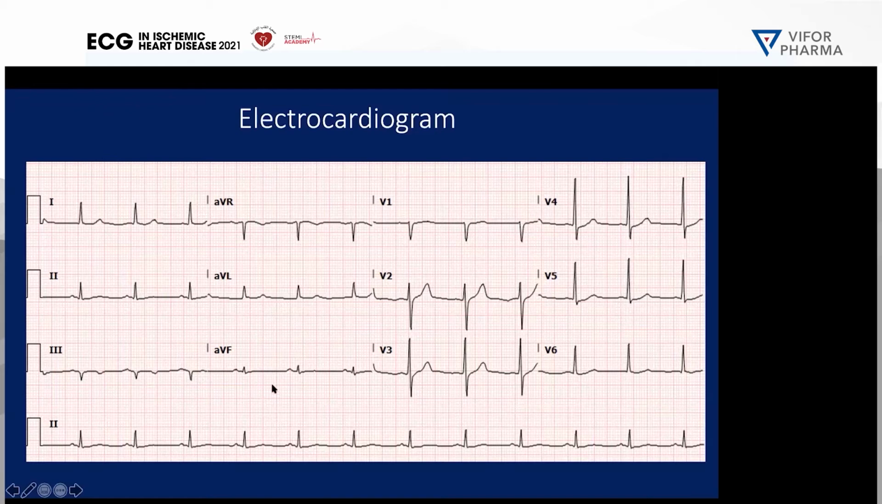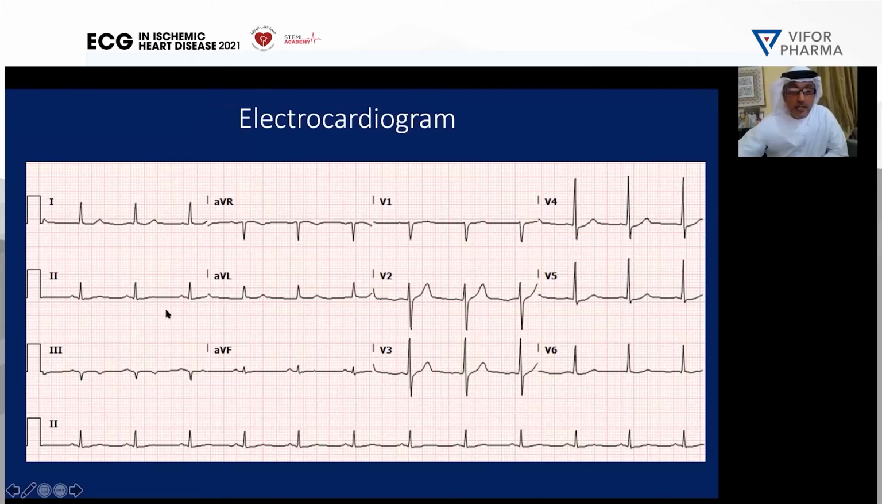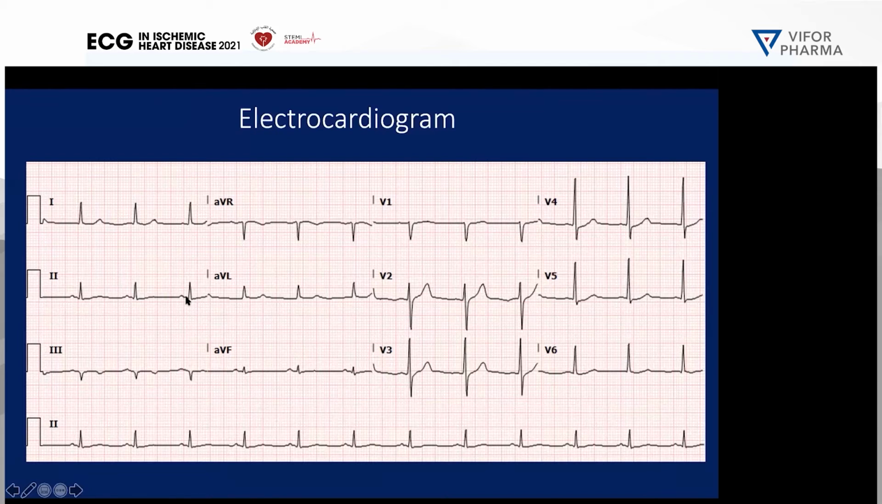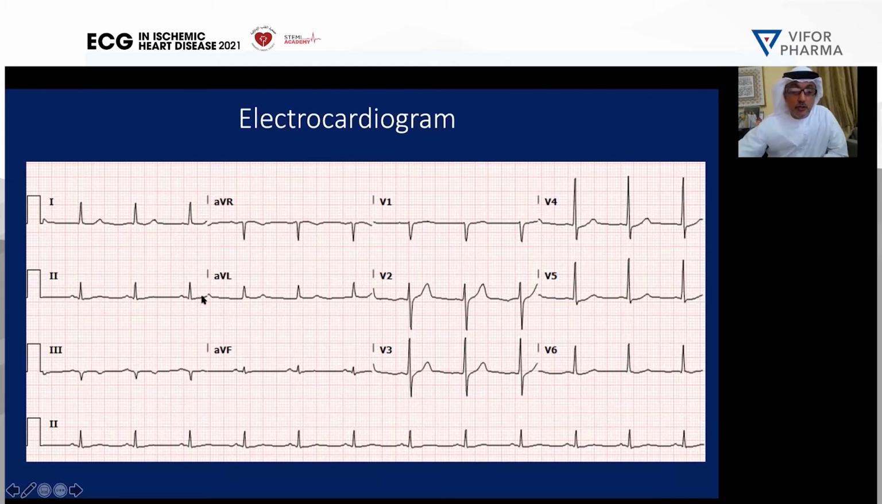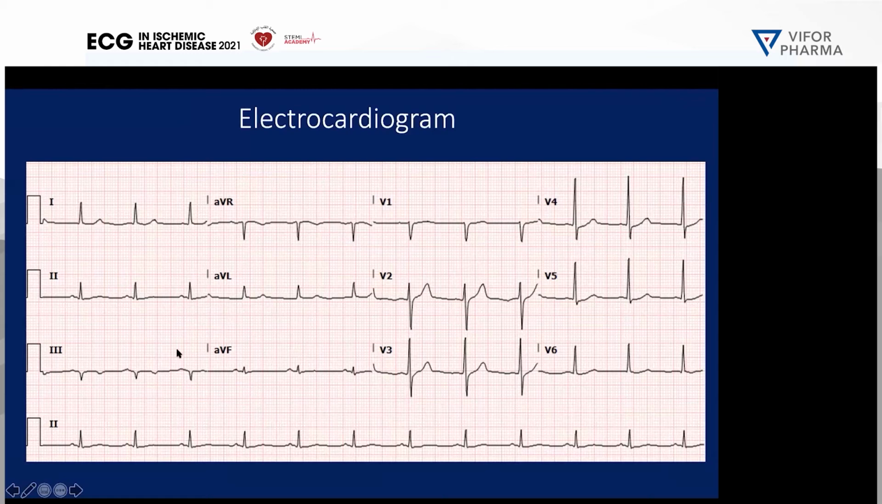Intervals: the PR interval, from the P to the QRS, looks okay. Normal. The QRS is normal. The QT is normal. So when we say intervals, PR, QRS, and QT. ST segment: you have some doubt in V1 and V2, but otherwise it looks normal.